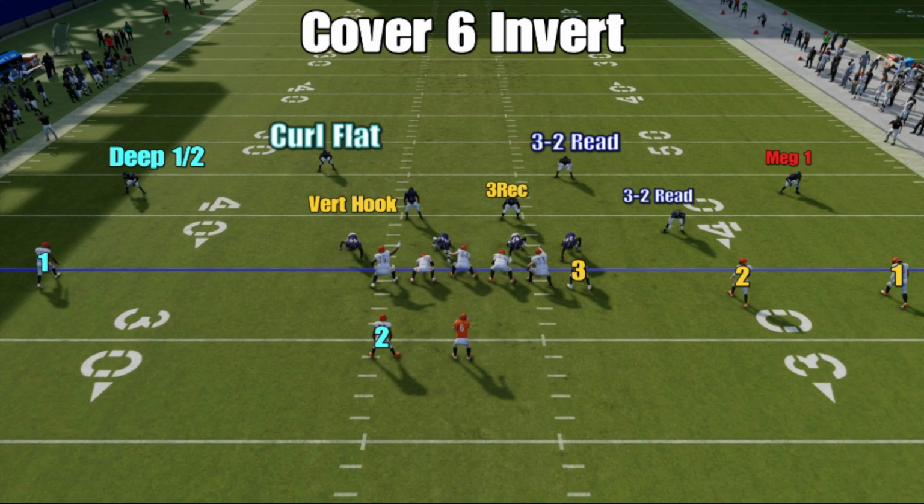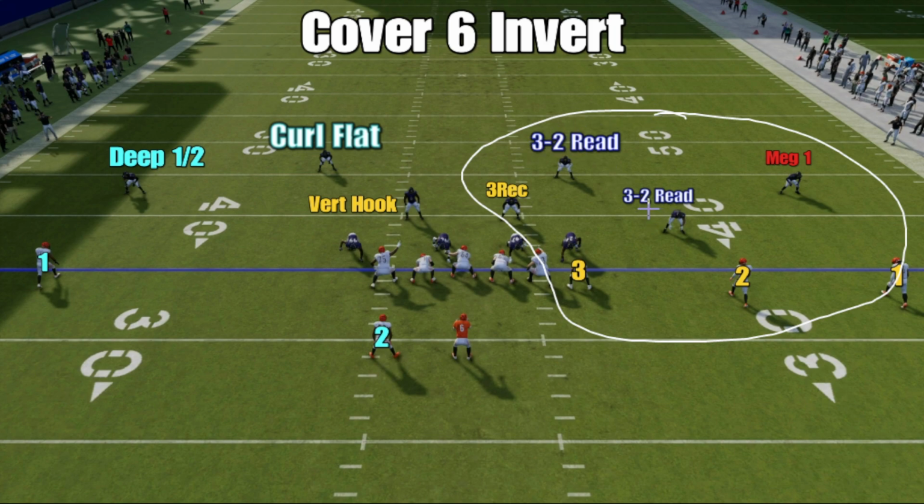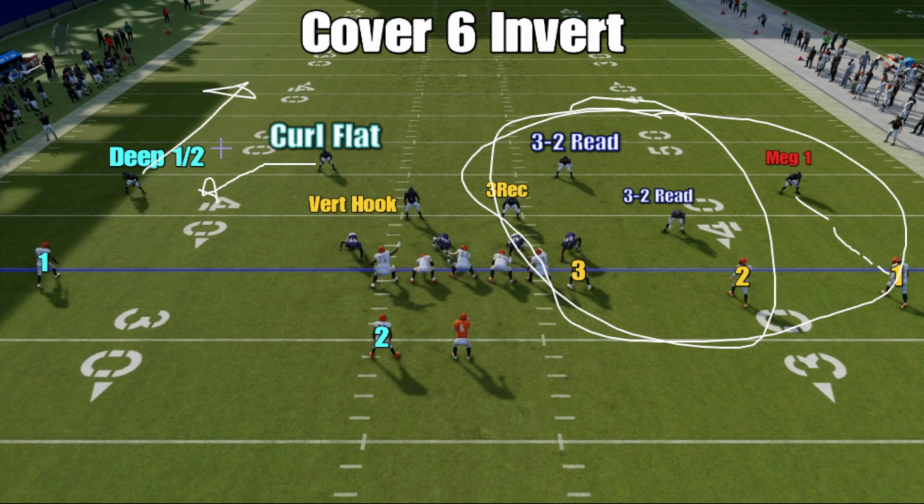Cover 6 invert, nothing changed. We're playing palms on this side, right? Everything stays the same. 3-2 read, 3-2 read, 3 rec. Really the bubbles here. And then he's just mag on this guy. And he's playing curl to flat. Deep half is where we invert the responsibilities of these guys as it would be in cover 2, and he's playing vert hook. I believe they call this tough on the backside when it comes to Saban's languages. I believe one of you guys went over why you would do this.